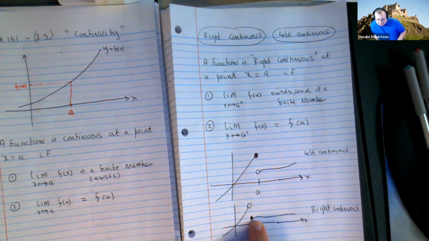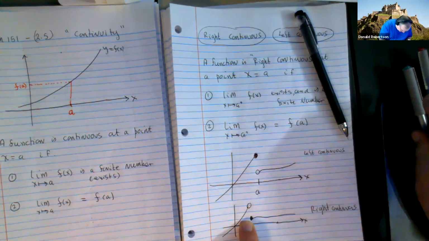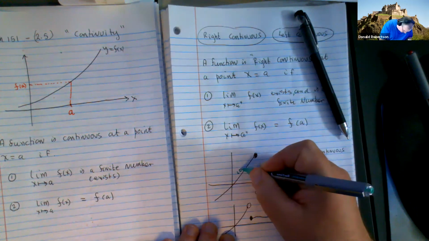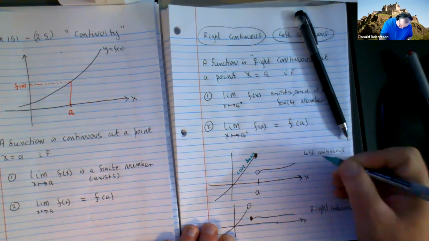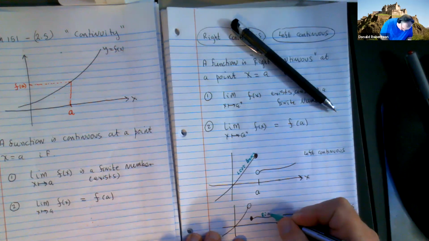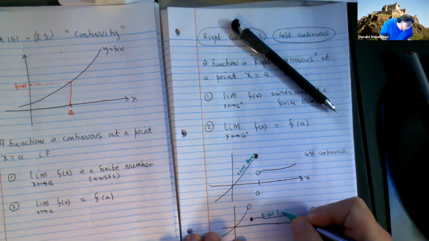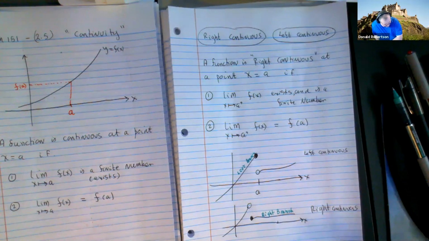Would you agree that in this function, the dot is on the right branch? That is right continuous. Here, the dot, which means the value of the function, is on the left branch, so it's left continuous. And here, the dot is on the right branch. So sometimes a function is discontinuous, for whatever reason, but it might still be left or right continuous.